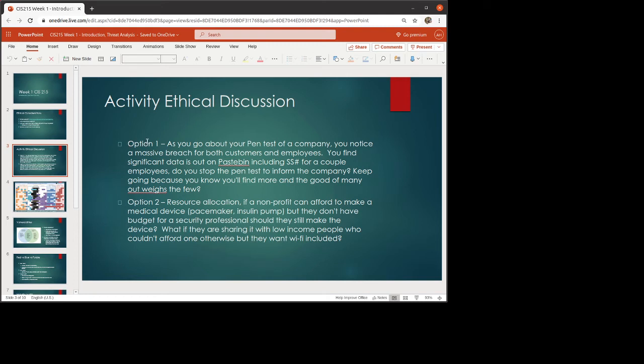Option one could be talking about a pen test and finding some data. Option two is actually related to resource allocation. And normally we would have this discussion in class.